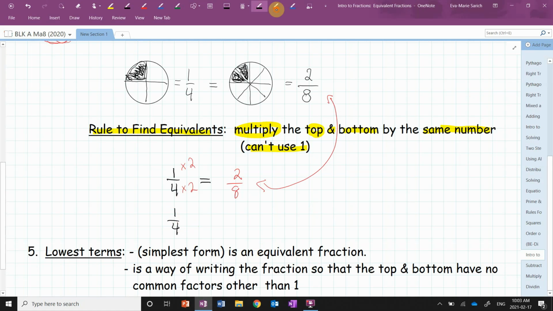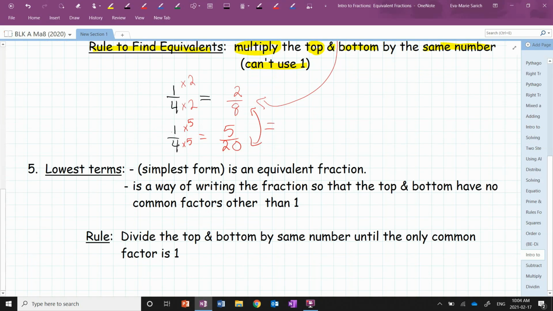So we could, in fact, take that same quarter, and we could multiply it by something bigger. Let's multiply it by 5. So 1 times 5 is 5, and 4 times 5 is 20. And guess what? These are also equal. 2 over 8 is also equal to 5 over 20. Okay? All of those are equivalent.